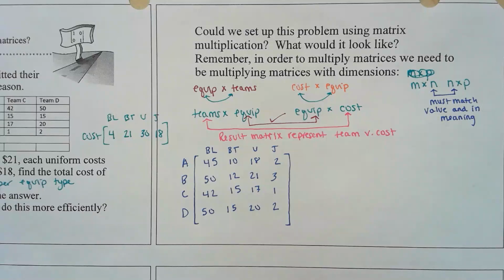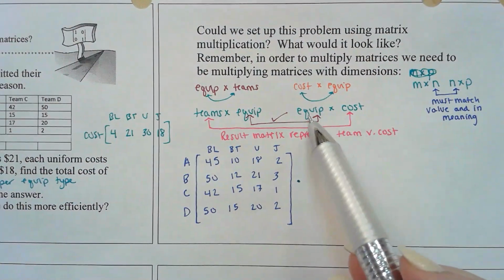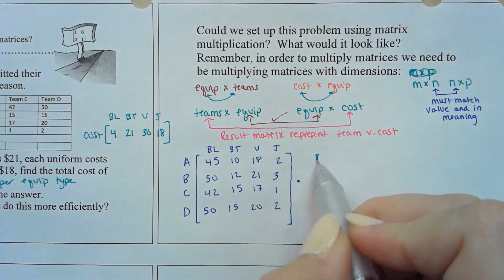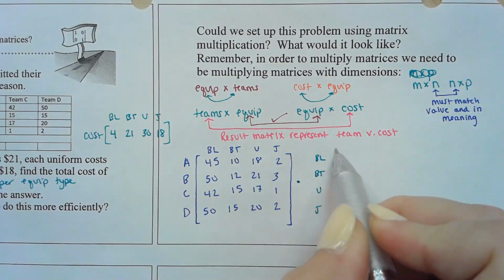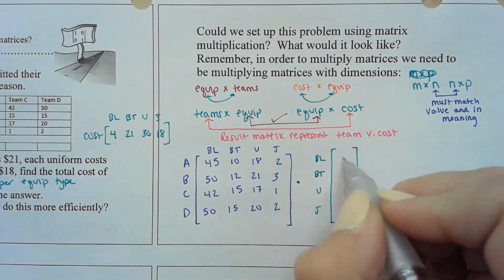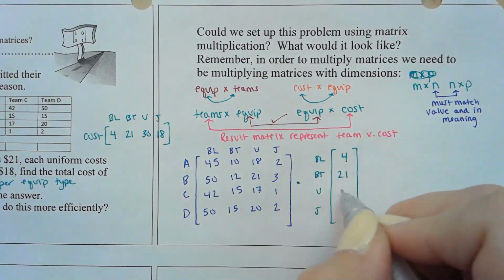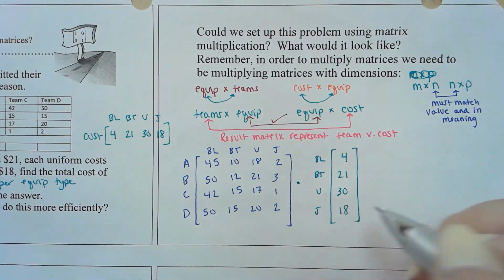Okay. We would like to multiply that by the cost matrix, which we need to put the equipment going down the side, right? Those are my rows. So balls, bats, uniforms, jackets by the cost, but each of those only has one cost. The balls are $4. The bats are $21. The uniforms are $30, and the coaches' jackets are $18.